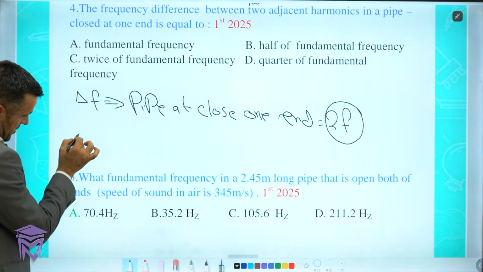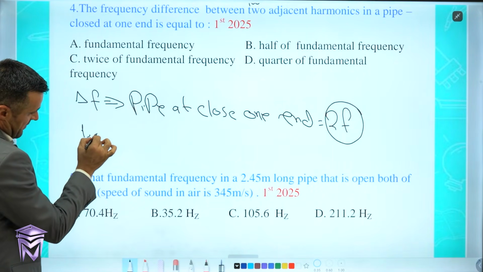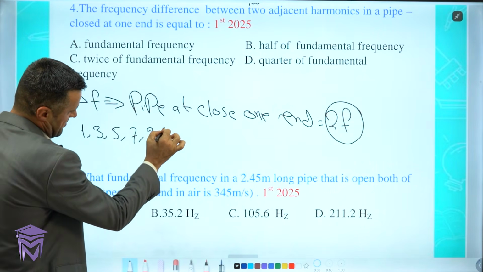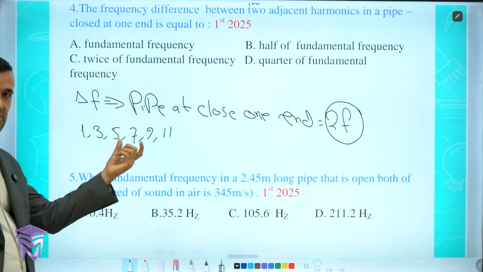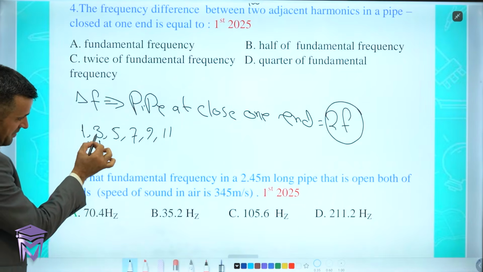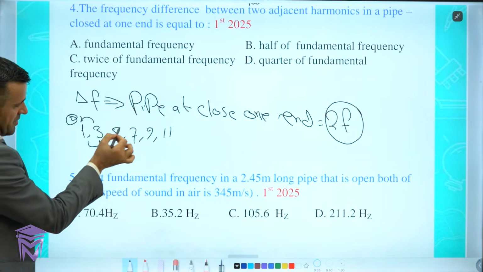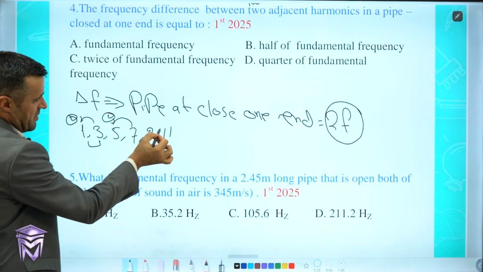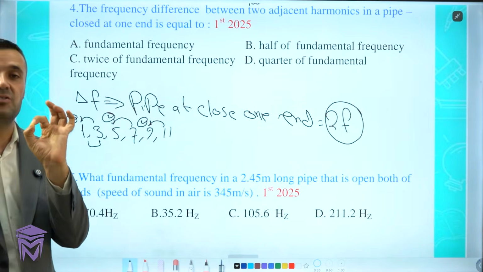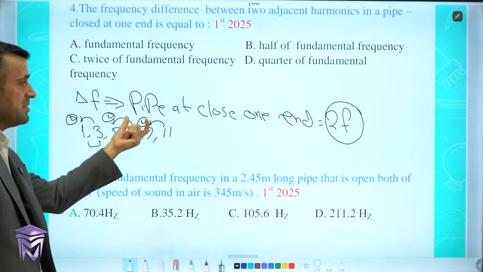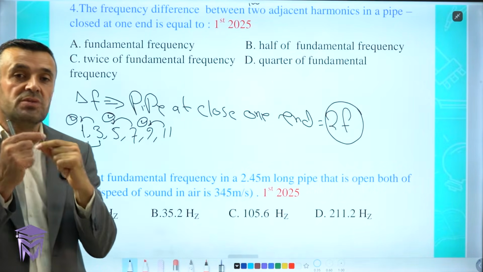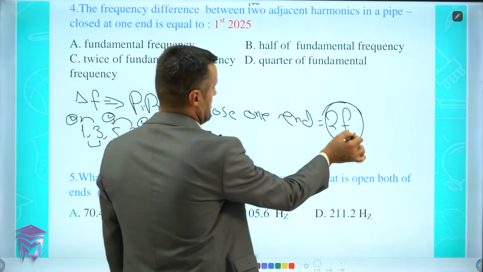Why? Because we know that the first harmonic is 1, after that becomes 3, becomes 5, becomes 7, becomes 9, becomes 11. These are odd numbers. The difference between two adjacent frequencies: 3 minus 1 equals 2, 7 minus 5 equals 2, 11 minus 9 equals 2. We can say the difference between two adjacent frequencies in a pipe closed at one end is every time equal to 2 times the fundamental frequency.